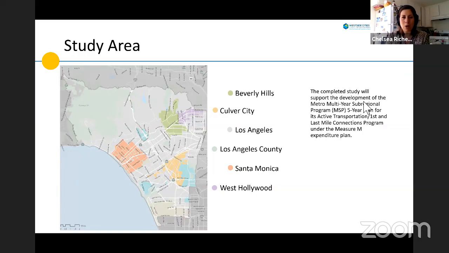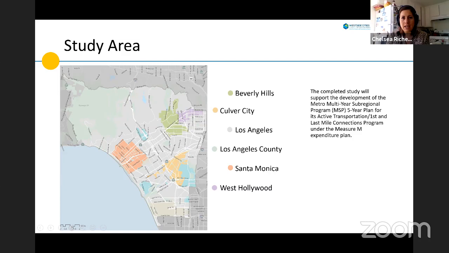It shows all of the member cities relative to one another, and also shows that the goal of the study really is to set the priorities down so that the next step of the project that we are contracted to do is really to develop the Metro Multi-Year Subregional Program project list specifically for active transportation and first last mile connections. So the study itself won't necessarily have a project list embedded within the study, but it will set forth the priorities in a data-driven process to develop that list as the next phase after the study is complete.